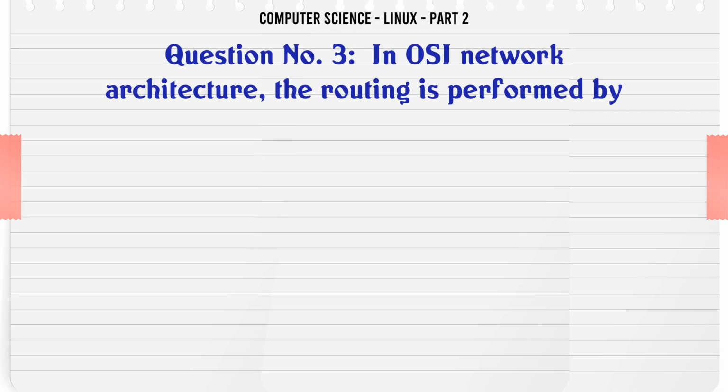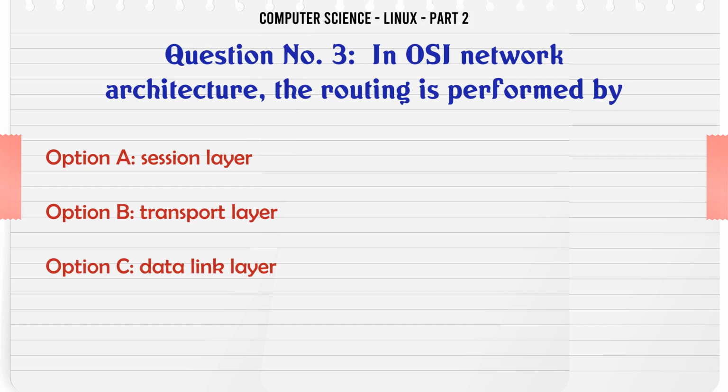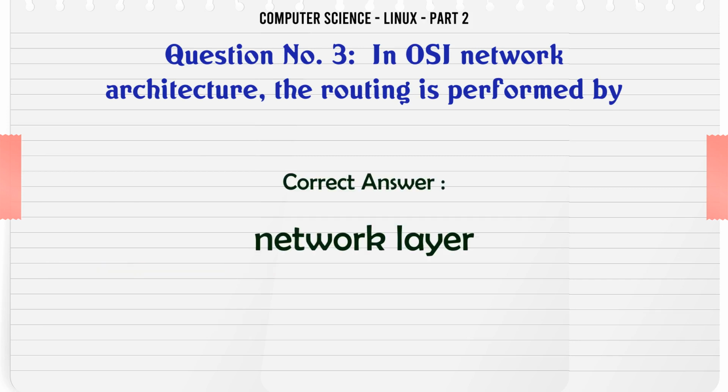In OSI network architecture, the routing is performed by A. session layer, B. transport layer, C. data link layer, D. network layer. The correct answer is network layer.